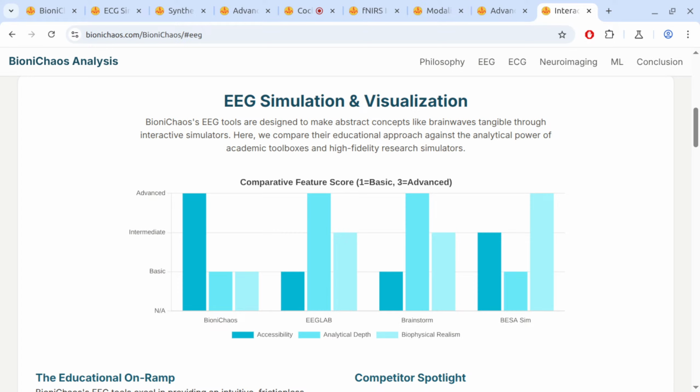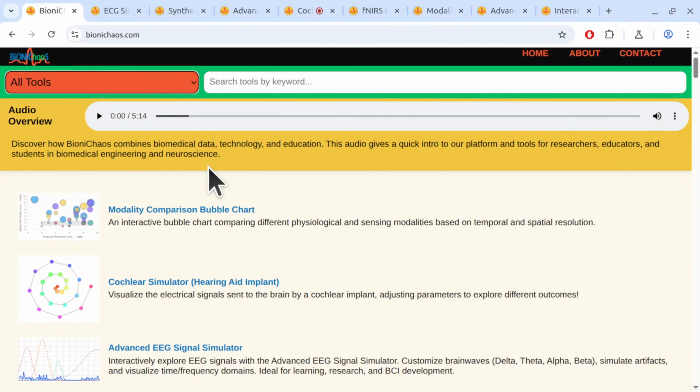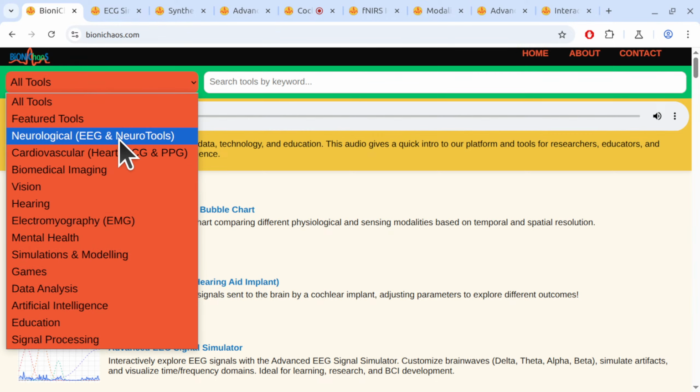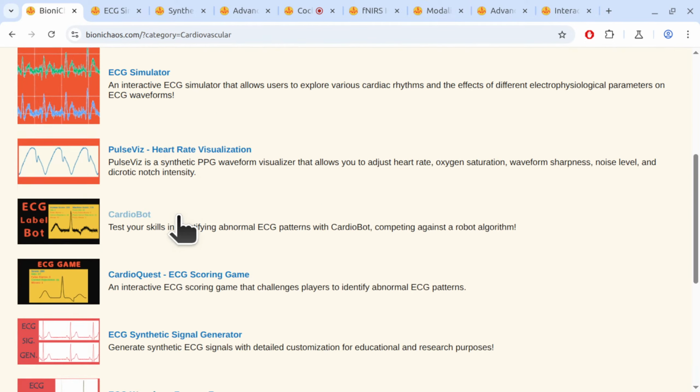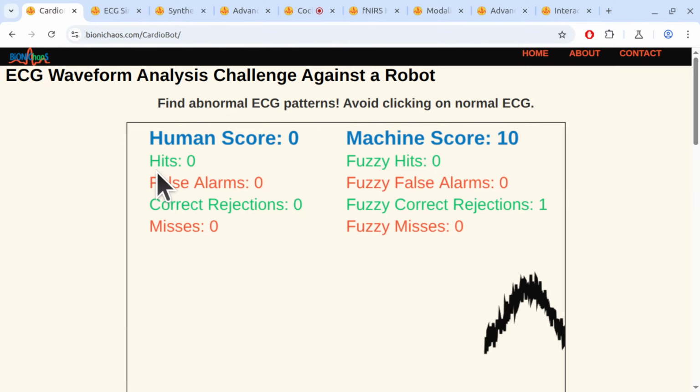But Bionic Chaos seems to handle it really well. It builds serious learning into the games. So take CardioQuest, for example. It's for ECG training. You're basically clicking on abnormal heart rhythm bits you see on screen. Okay. And the faster you get, the higher your score, the quicker it moves. It really sharpens your pattern recognition skills. Ah, I see. So it's not just clicking buttons.